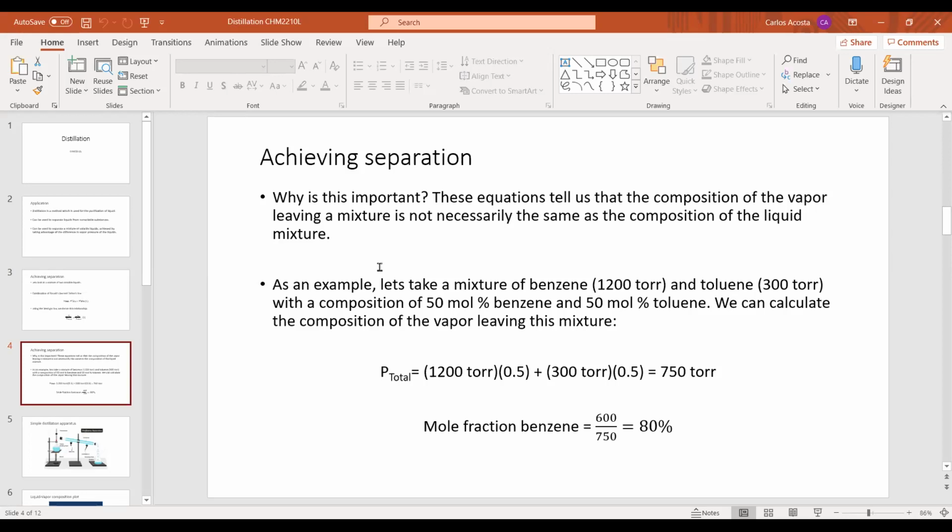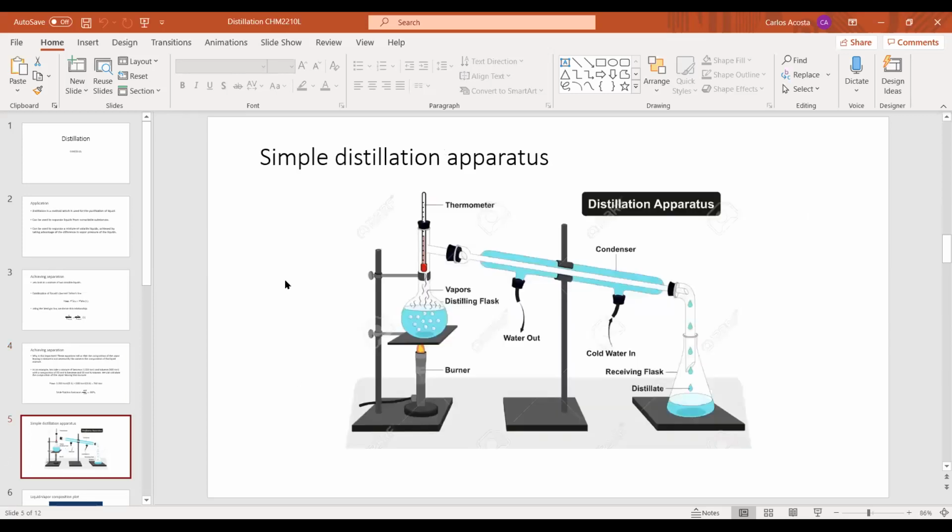So we have this 50-50 mixture of benzene and toluene, and we could use these equations to calculate the vapor composition given off by this mixture. And what we find is the vapor composition isn't 50-50. It's actually 80% benzene. And this is great. This is what we want, because with 80% benzene, if we can collect that vapor and condense it back down to a liquid, we already have significant separation right there. So this is actually exactly what we do for distillation.